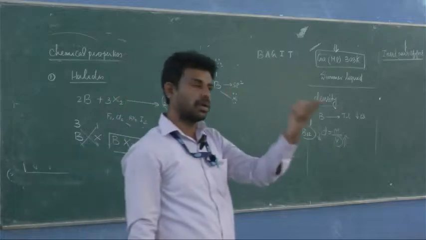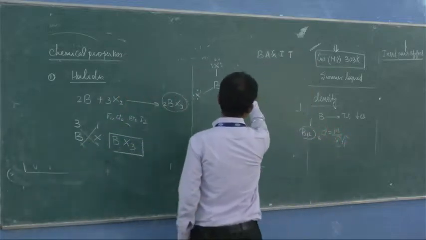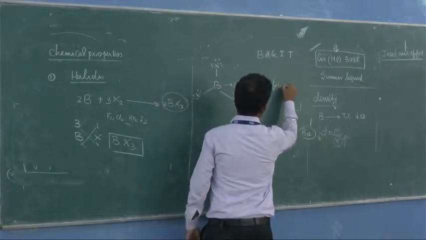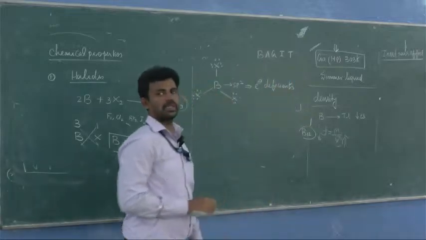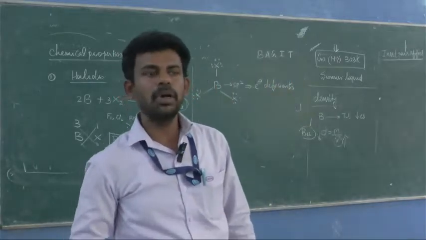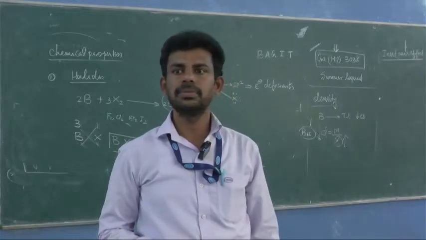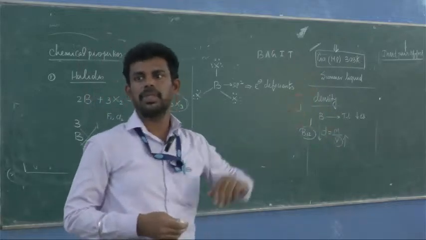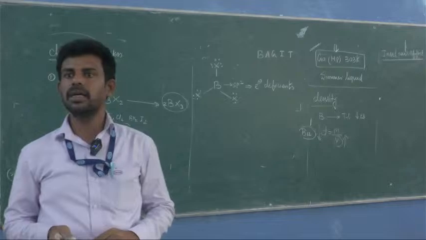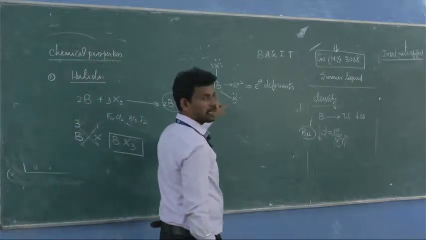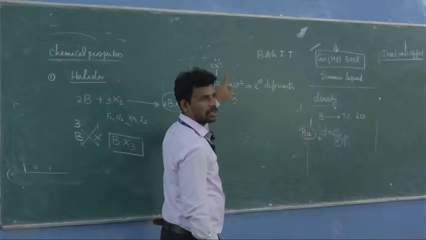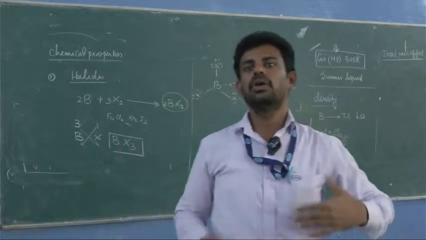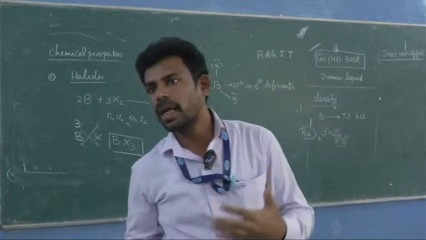So what is the important thing regarding boron halides? Boron halides are electron deficient compounds, or electron deficient species. All boron halides are electron deficient species. Why are boron halides electron deficient? The octet is not satisfied, because around boron how many electrons are there? 6 electrons. How many electrons? 2, 4, 6. So it is going to be less than an octet. So wherever there is less than an octet, those molecules are called electron deficient species.